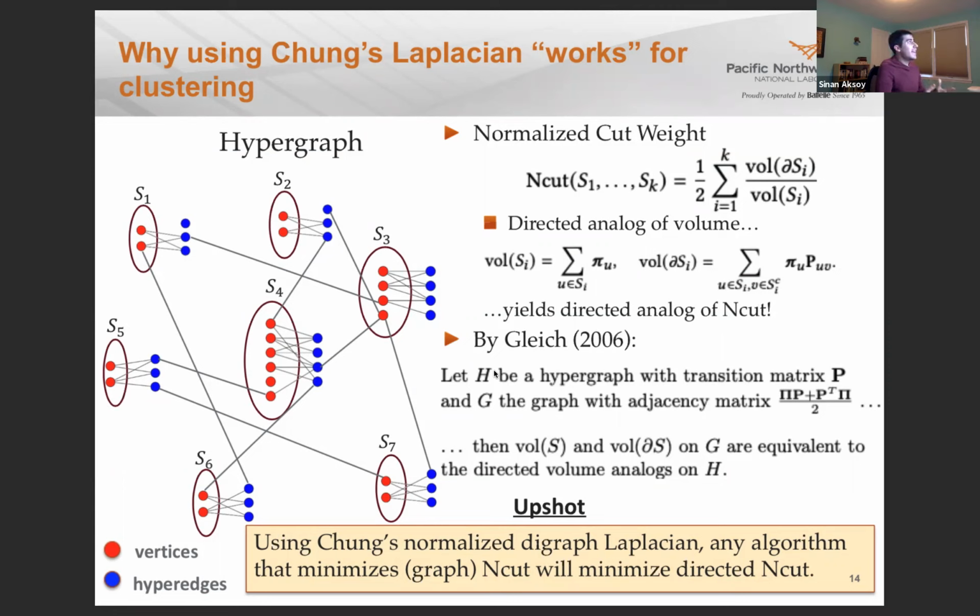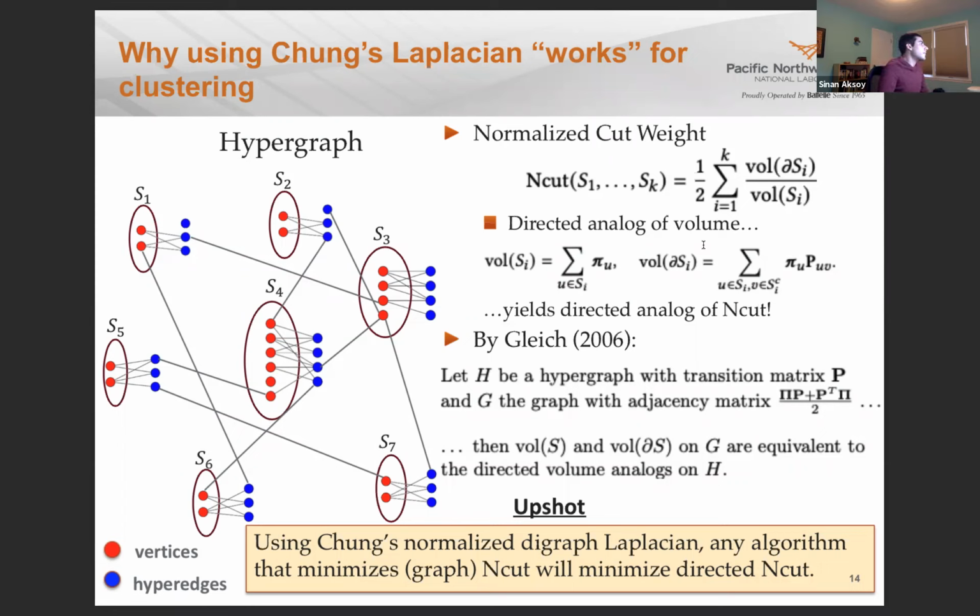Well, a really natural way of measuring how good a clustering is to use, of course, some type of cut weight function. So a really popular one is just n-cut, or the normalized cut weight, which is looking at the volume of the boundaries of sets relative to the sizes of those sets. And as we saw from that first half of the talk, we have these directed notions of volume. And if we plug those into this definition, we can, of course, get a directed analog of n-cut.